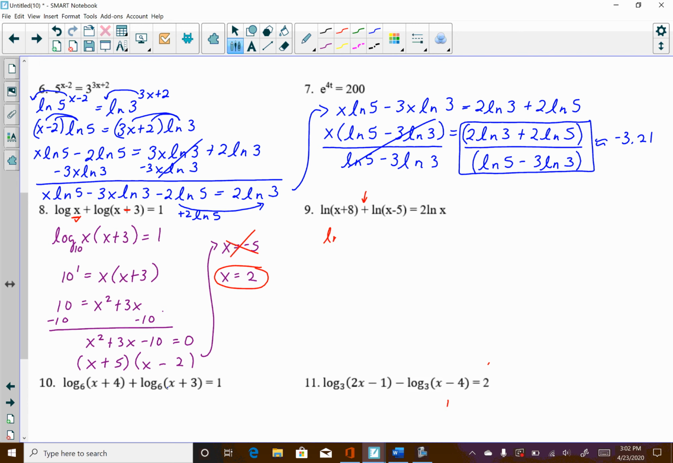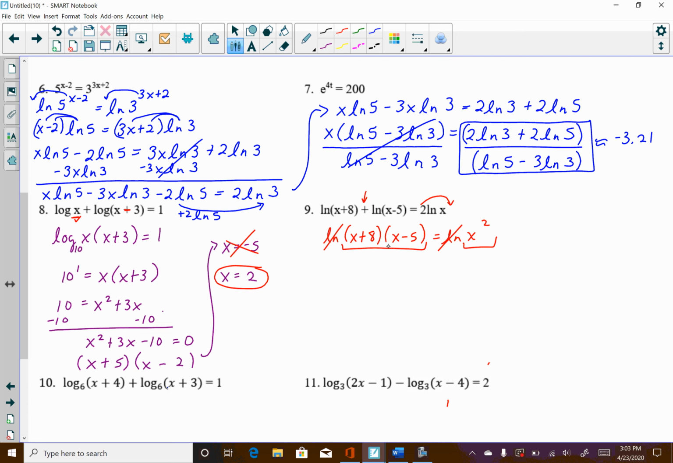Because the natural log of the addition here means that I can write this as x plus 8 times x minus 5. And on the right hand side, to get rid of that 2 up here, the 2 can come up as an exponent. So that would equal the natural log of x squared. Now you have natural log of an argument equals natural log of an argument. That's when it's legal for you to drop the natural logs and set the arguments equal to each other.